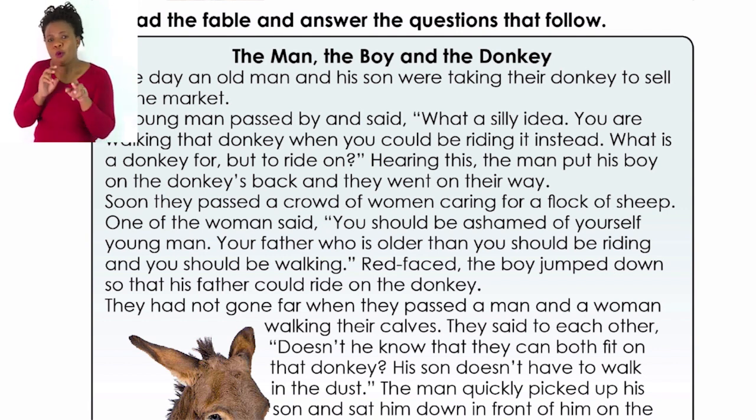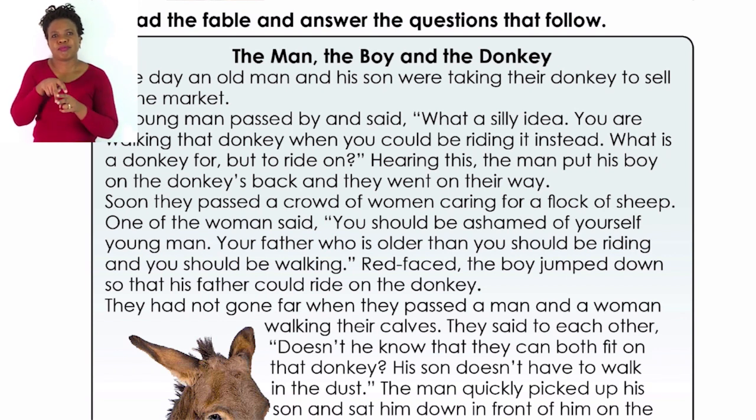Soon they passed a crowd of women caring for a flock of sheep. One of the women said, "You should be ashamed of yourself, young man. Your father, who is older than you, should be riding and you should be walking." Red first, the boy jumped down so that his father could ride on the donkey.